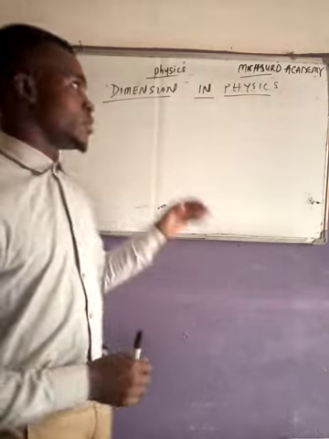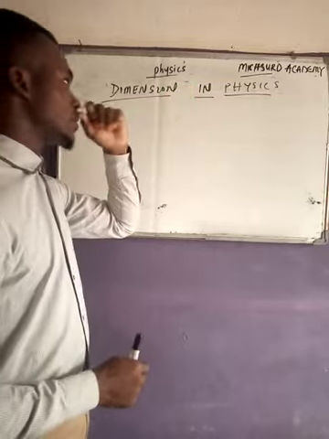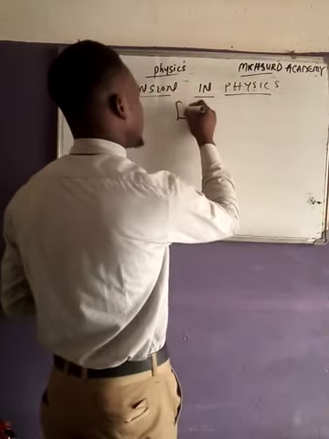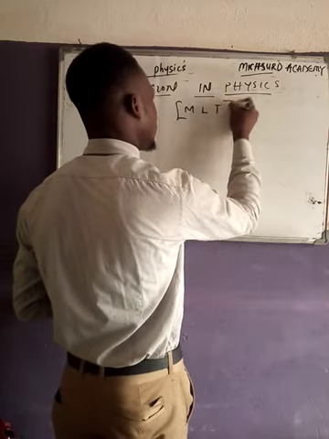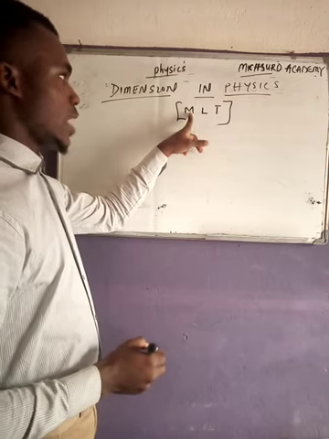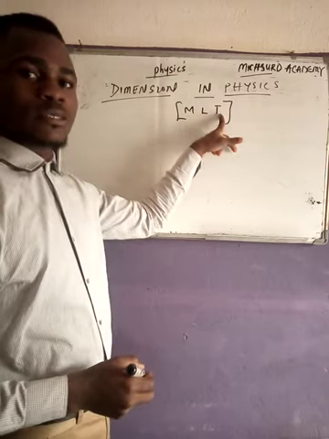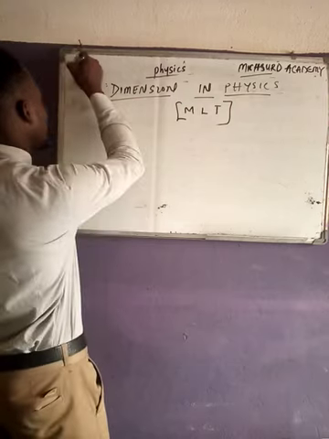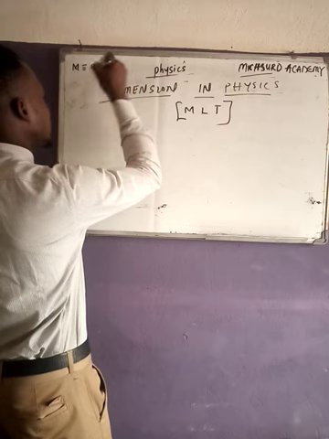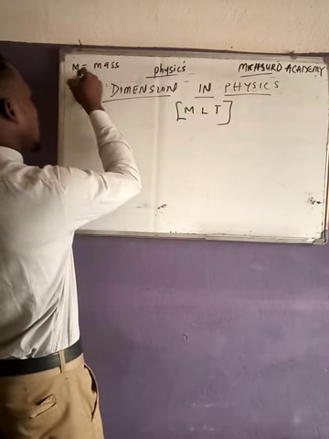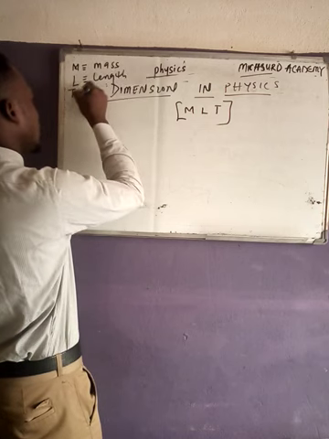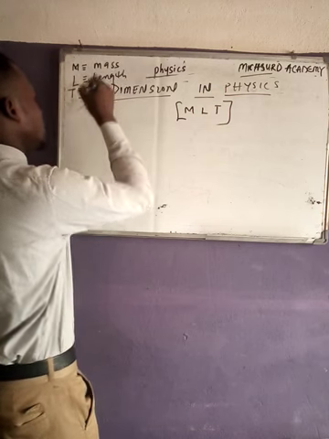Alright, so today when we talk about dimension in physics, we have this MLT that comes to our mind. These are capital letters M, L, and T. M here signifies mass, then L here signifies length, and T here signifies time.